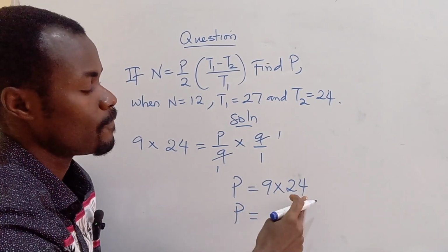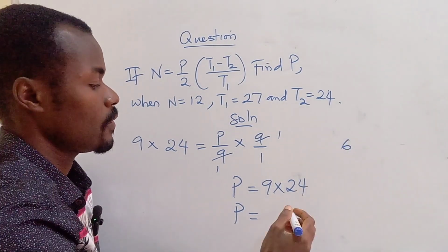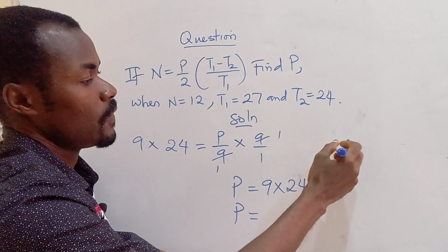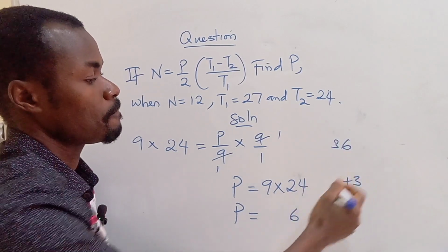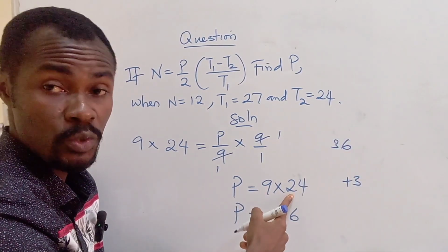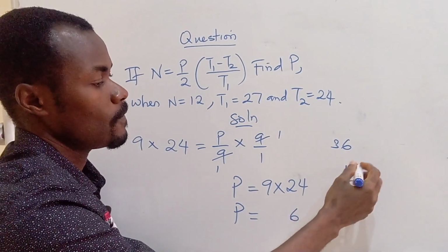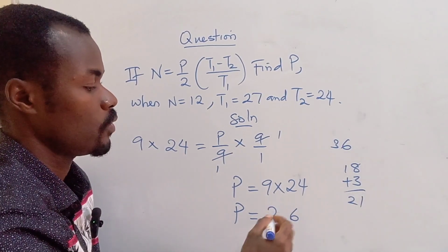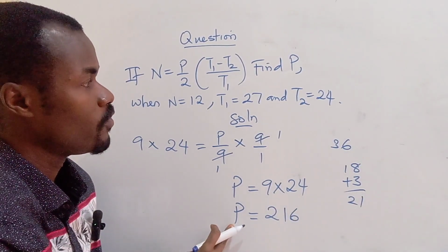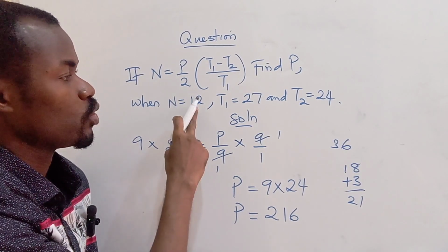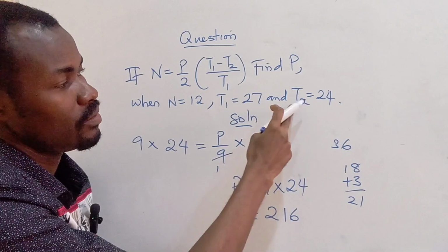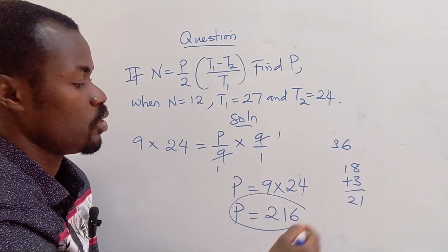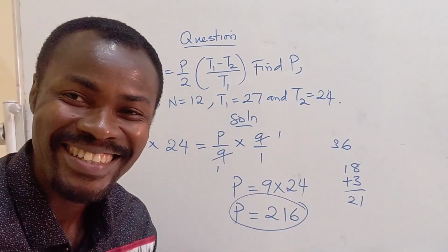So let's see what 9 times 24 is going to give us. 9 times 4 is 36. So I have 6, and we have 3 left. So 9 times 2 is going to give us 18. If we add the 3, we have 21. So the value of p when n is 12, t1 is 27, and t2 is 24 is 216.